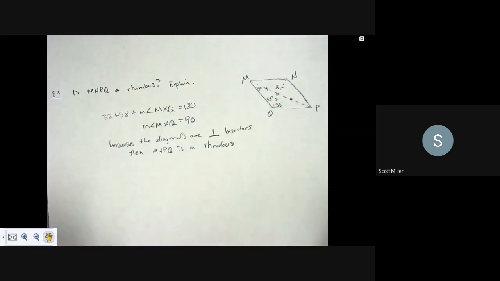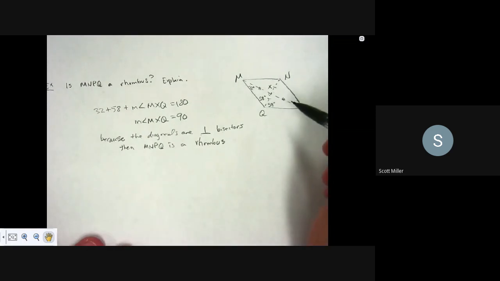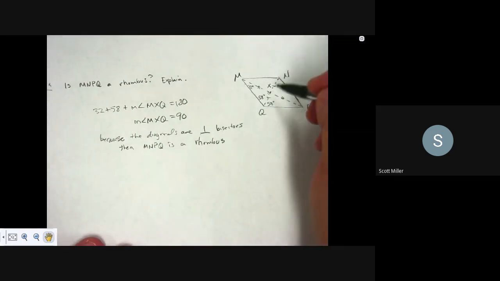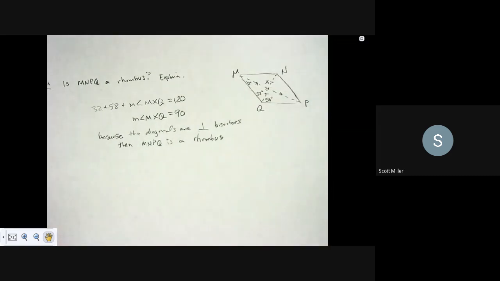Okay, some other ways that you can do this problem. You can deal with the opposite angles being bisected, which is another approach that I did with this one. But there you go. We'll finish this up in class, and that ends this lesson.